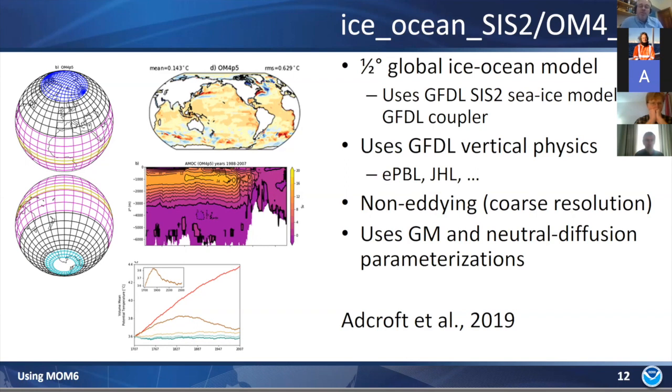And then the model also uses GM and neutral diffusion parameterizations, which are necessary when you're not resolving or permitting the eddies. And so there's a curve down here that you'll recognize from Steve's talk, just to prove that the model actually works. We're quite happy with this configuration. It's certainly, in terms of metrics, a good configuration in the series that GFDL has produced.